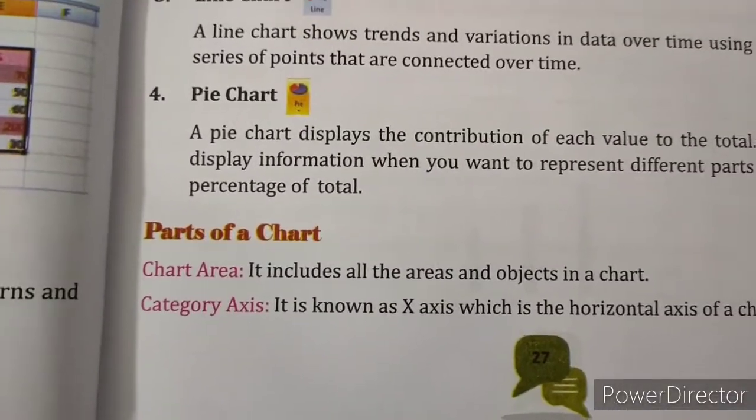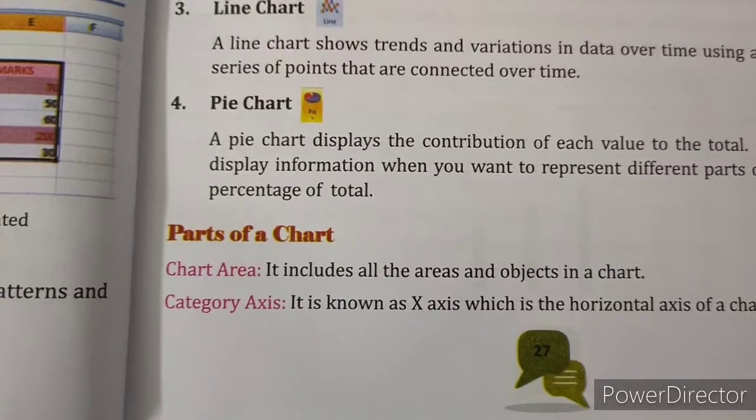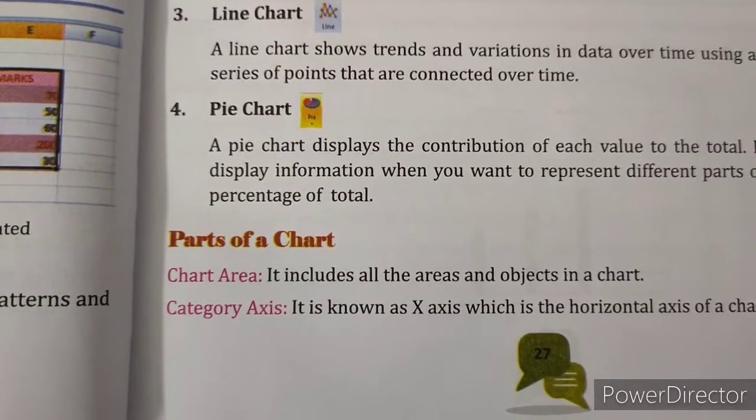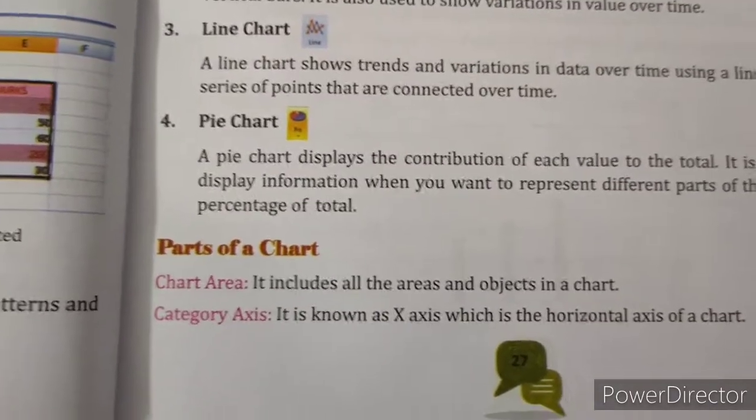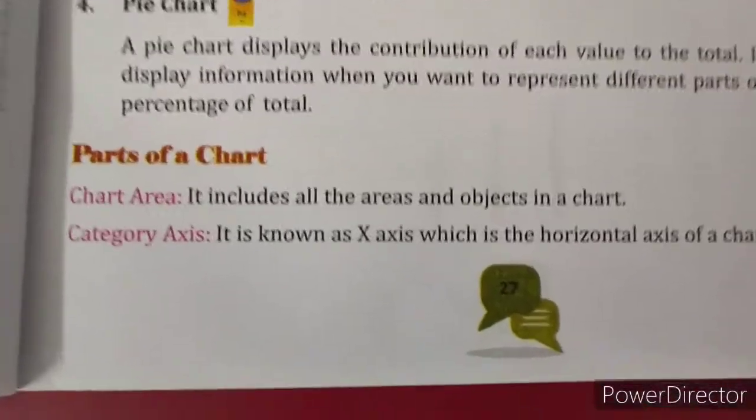Now coming to the parts of the chart. First of all is the chart area. So what is the chart area? It includes all the areas and the objects in a chart. All the areas and the objects are included in the chart area.